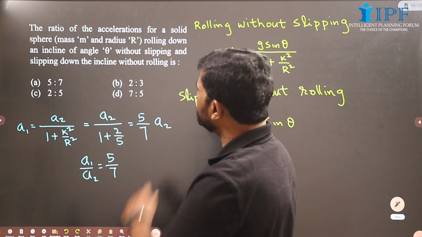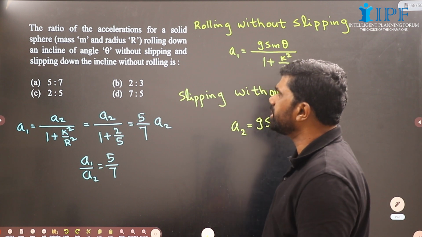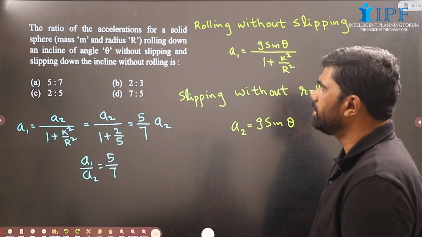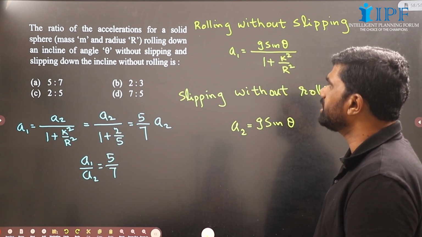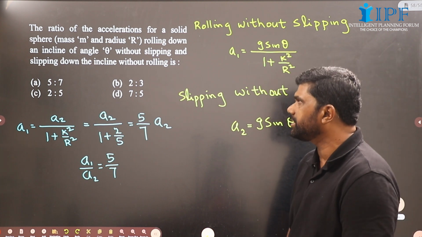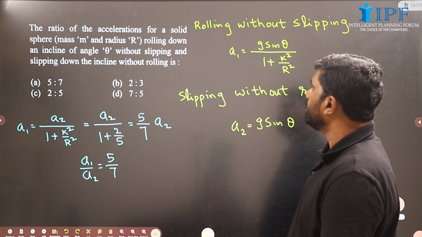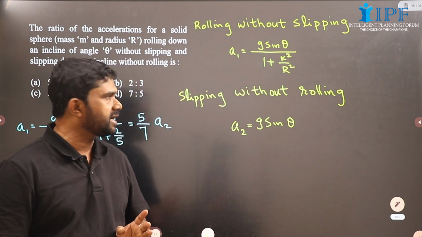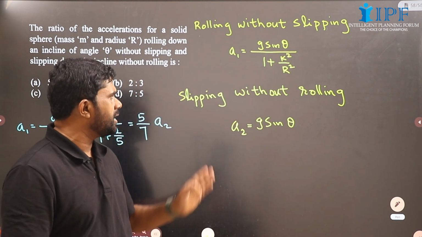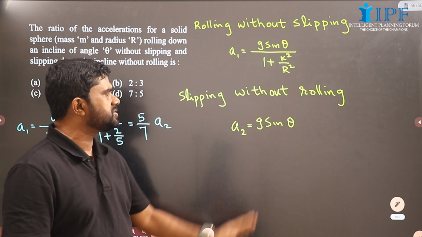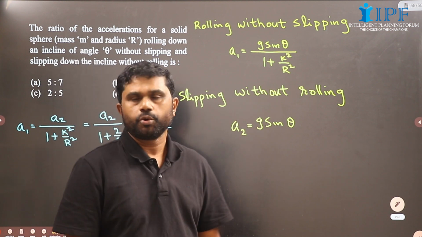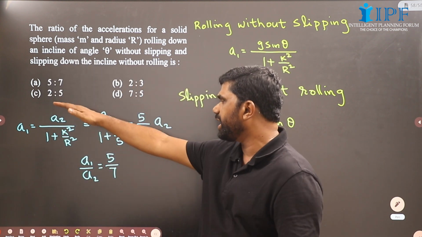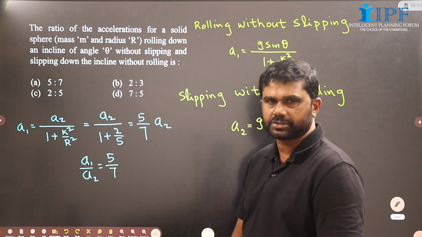Next, the ratio of the acceleration for a solid sphere rolling down an incline of theta without slipping, and slipping down the incline without rolling. Now rolling without slipping, the acceleration is g sin theta divided by 1 plus k square by r square, and slipping without rolling, that is g sin theta. So we can write a1 equal to a2 divided by 1 plus k square by r square.